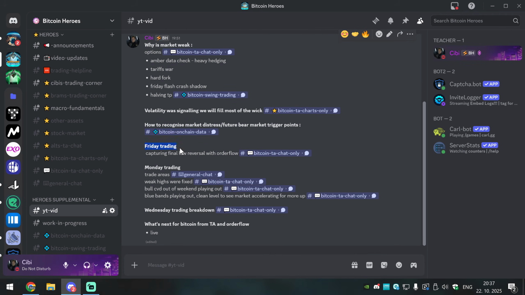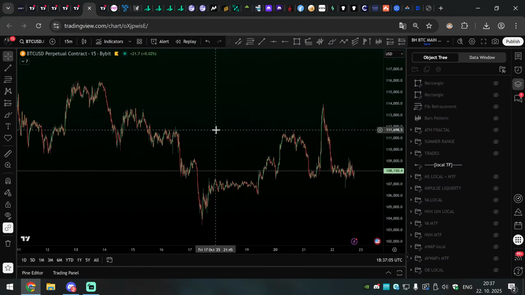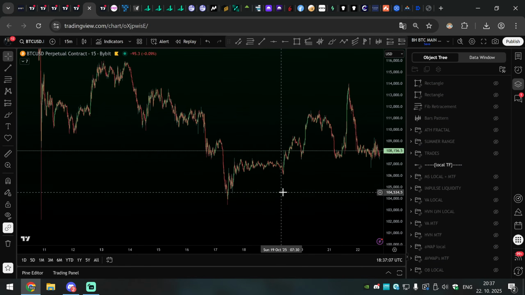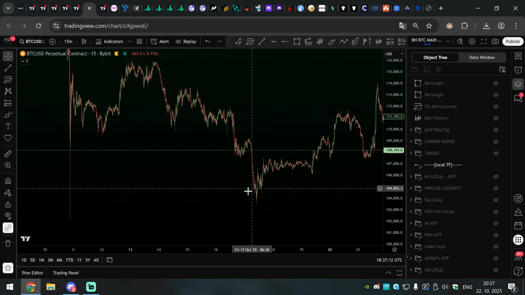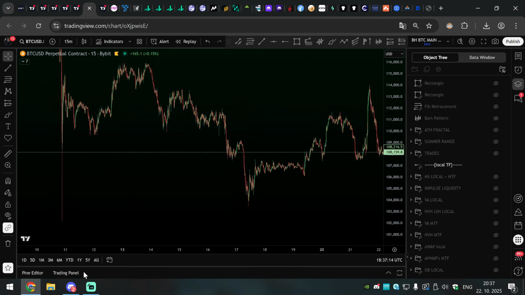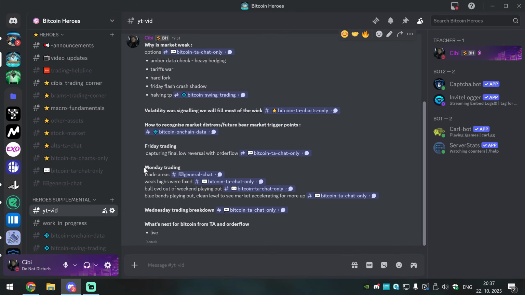I will show you Friday trading. We were actually capturing the reversal right here, because we are expecting the week will be filled. So the trading here, and how you should be positioned with the order flow. I will then show you a bit of Monday trading and then today's trading as well, just one trade because today I took only one trade. And then we will go over what's next for Bitcoin from technical analysis and order flow.